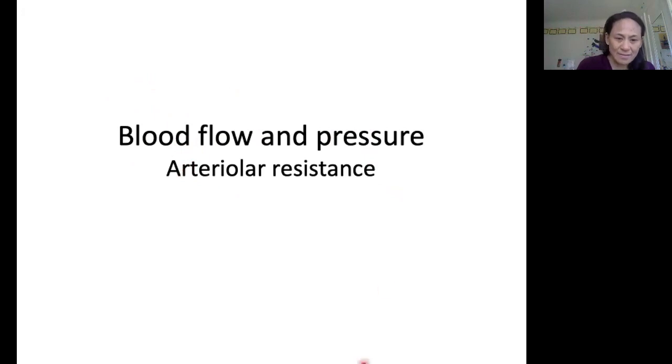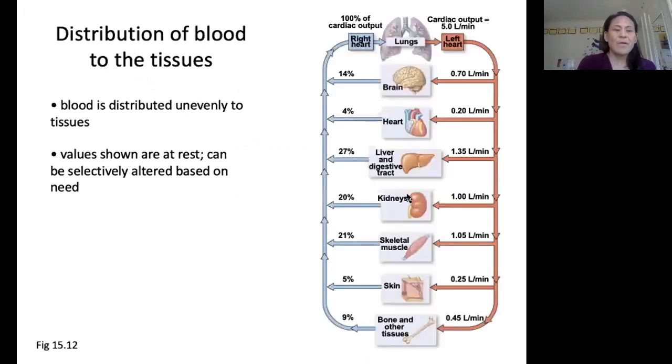Let's get started. I'm going to start with this figure here, which shows the distribution of blood to the different tissues of the body. Before I get into the details, I want to just remind you of a couple things.